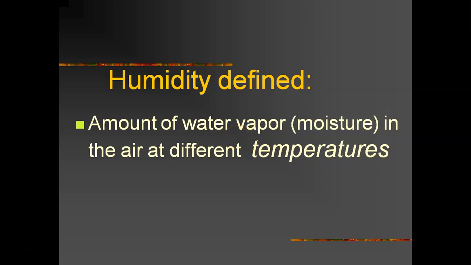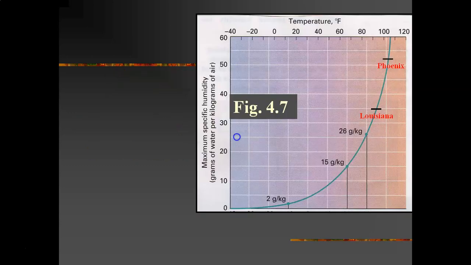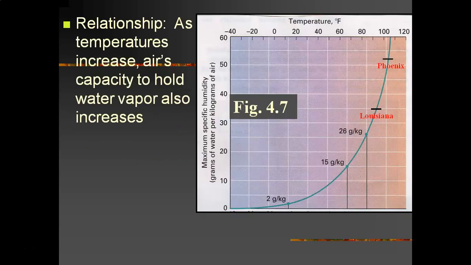But there's a very important relationship between the amount of water vapor the air can hold and temperatures. And this is the relationship. As temperatures increase, air's capacity to hold water vapor also increases. So at the top, we've got temperature in Fahrenheit, from very cold to very warm. And on the vertical, we've got the amount of water vapor in grams. And we're just going to start with no water vapor to a lot.